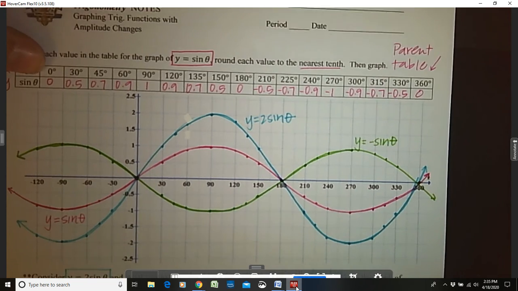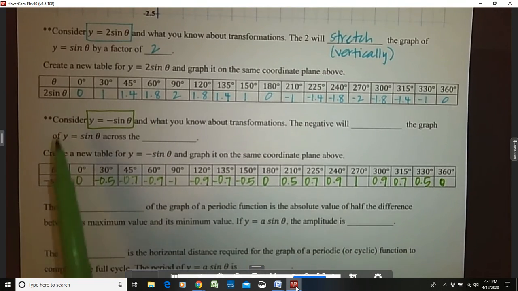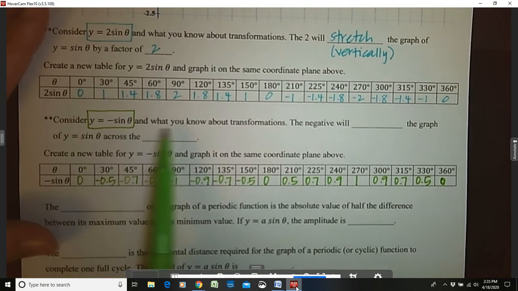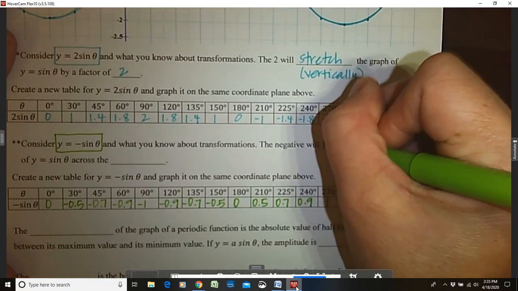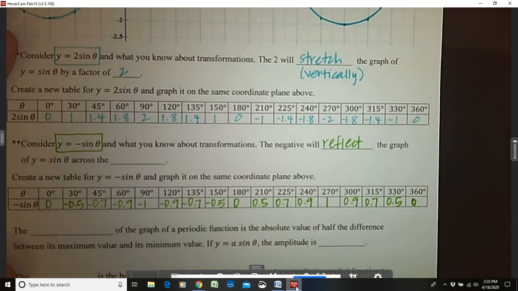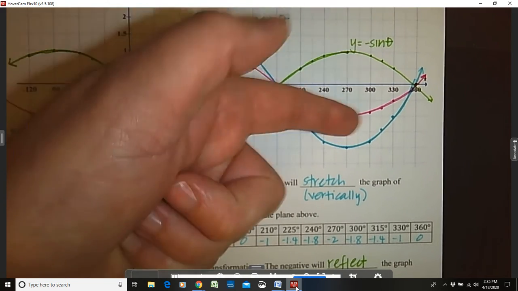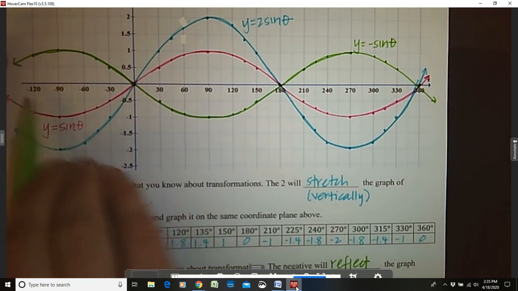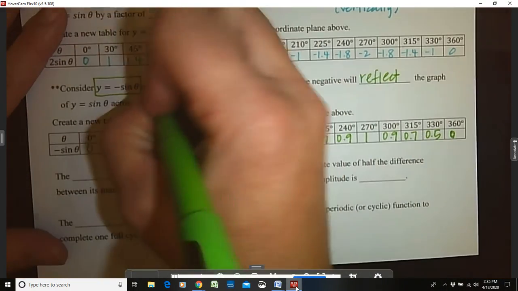So let's go ahead and hop back down and finish this sentence. Consider y equals negative sine theta and what you know about transformations. The negative will reflect the graph across. Now think about it. The pink flipped down here, and then the pink down here flipped up there. It reflected it across this axis, which is the x-axis.